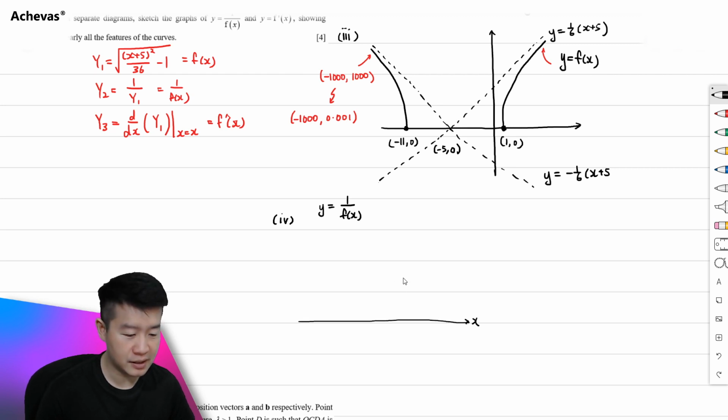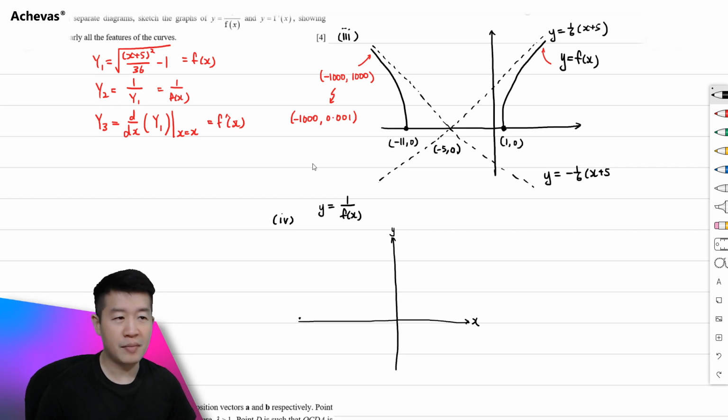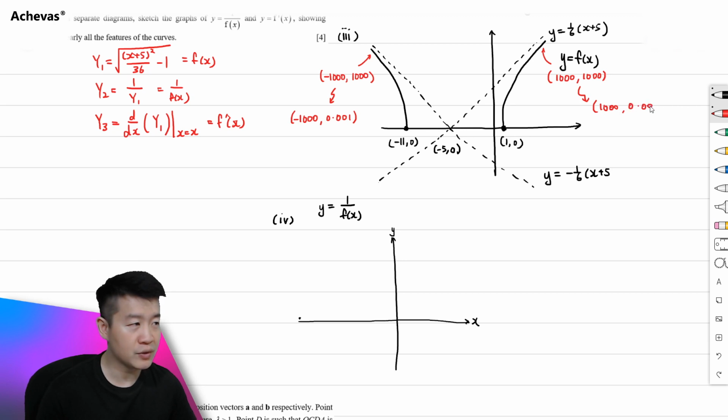let's say this is the x-axis, and let's say I have the y-axis here. So on my graph, this point is going to be translated to a point that is somewhere here, minus 1000 and 0.001. Similarly, I'm going to go for a point that is here, which is, for example, 1000 and 1000. When it is transformed onto this graph, this point is going to become 1000 and 0.001. So it is going to be somewhere here, very, very close to the x-axis. As for these 2 points, they will become vertical asymptotes.